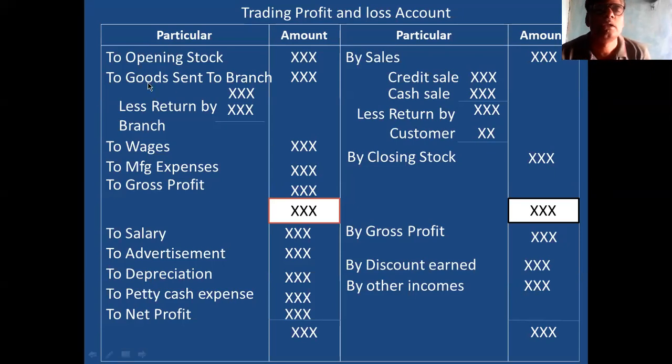Instead of purchase, you take goods sent to branch and less returned by branch. This is important. And petty cash expense you have to take here. Maximum mistakes you make in this point.